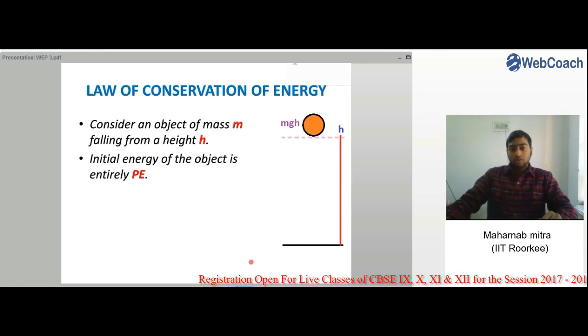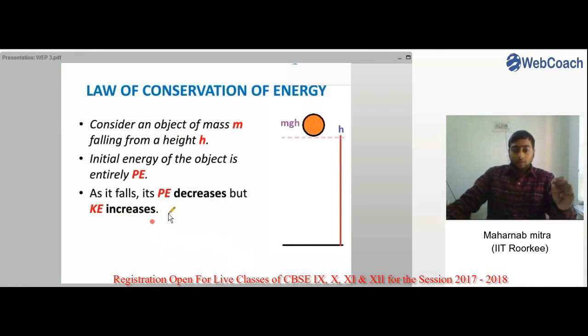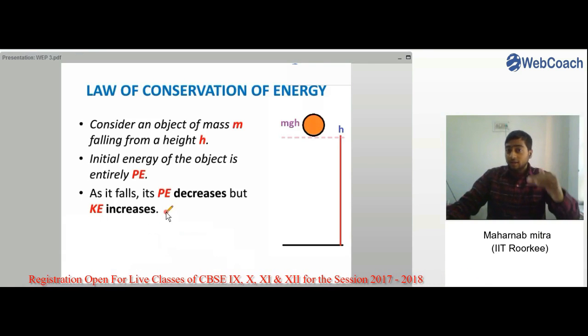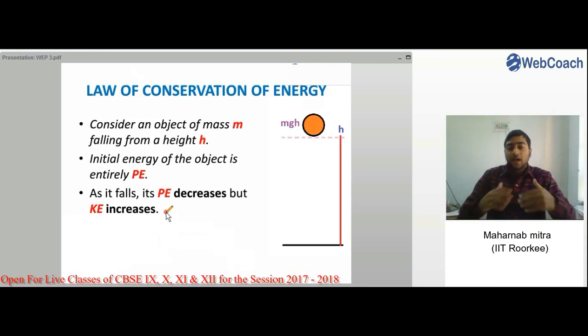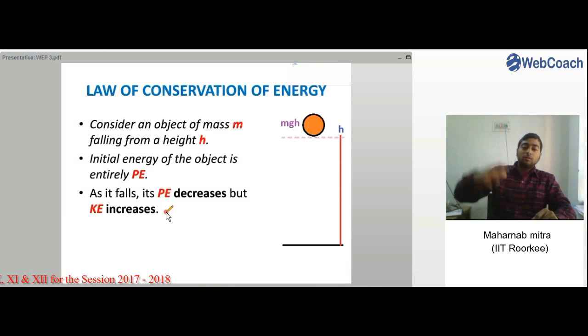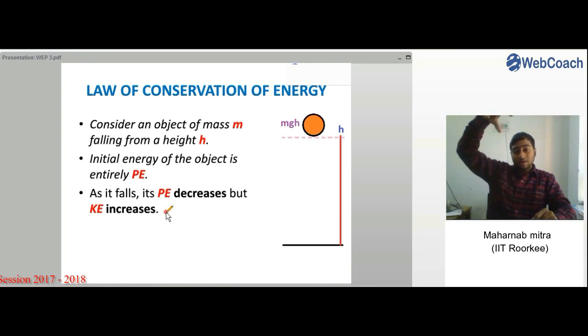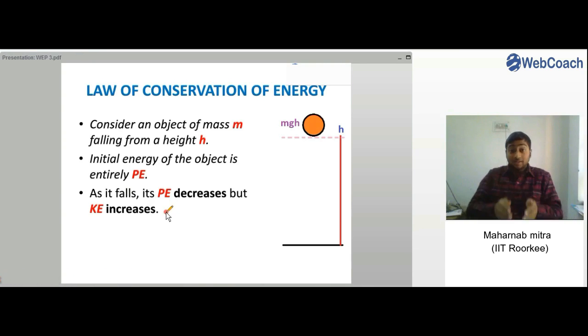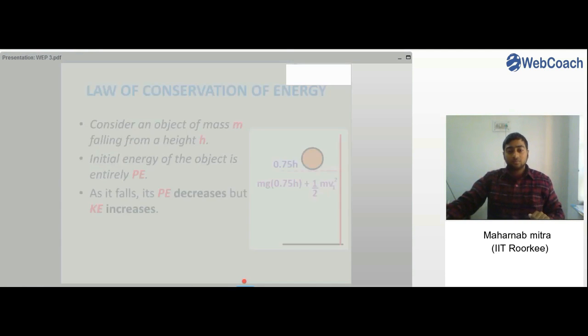Now as it starts falling, potential energy decreases and kinetic energy increases. And how can we say this? You will observe, when we just let it go, it starts off very slowly, but when it hits the ground, it is actually faster than how it had started, right? It hits the ground faster than how it had started. So let us see how the PE and KE change.